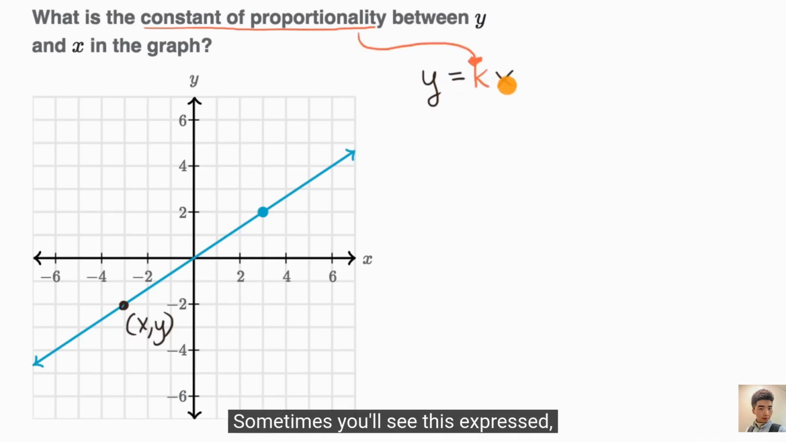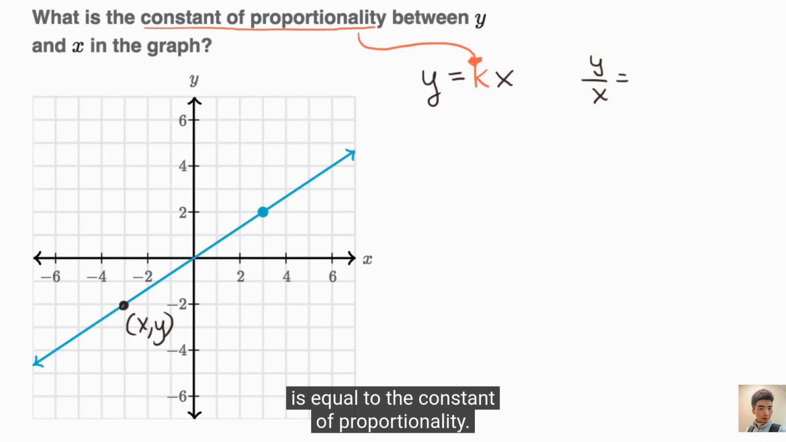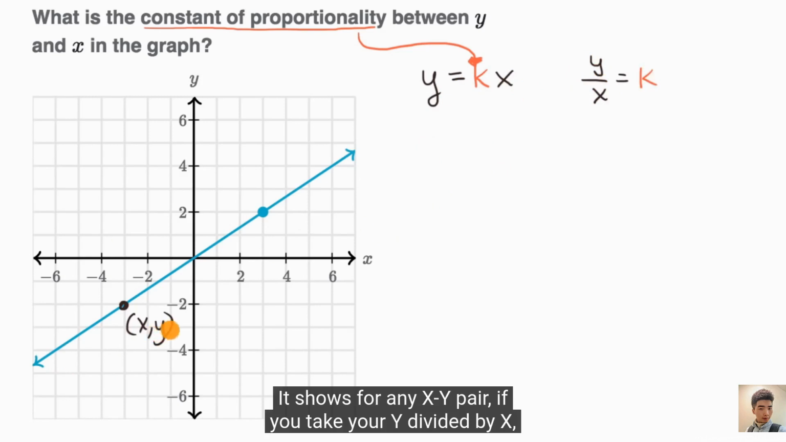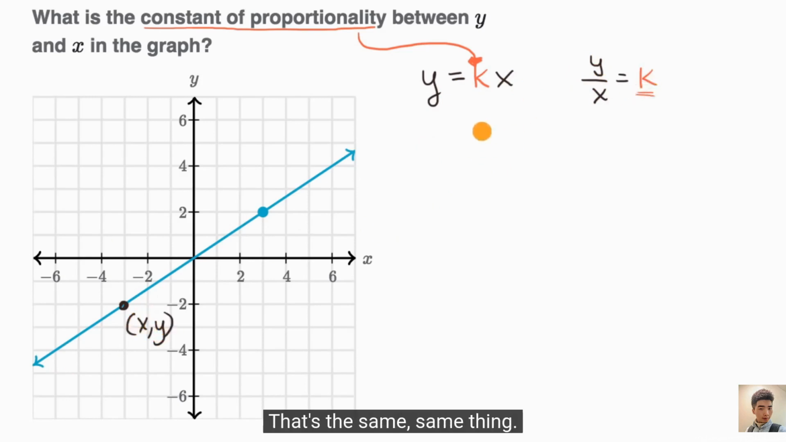Sometimes you will see this expressed if you divide both sides by x. Sometimes you will see this as y over x is equal to the constant of proportionality. It shows that for any xy pair, if you take your y divided by x, you get the same thing. So with that out of the way, see if you can answer their question. What is the constant of proportionality between y and x in the graph?